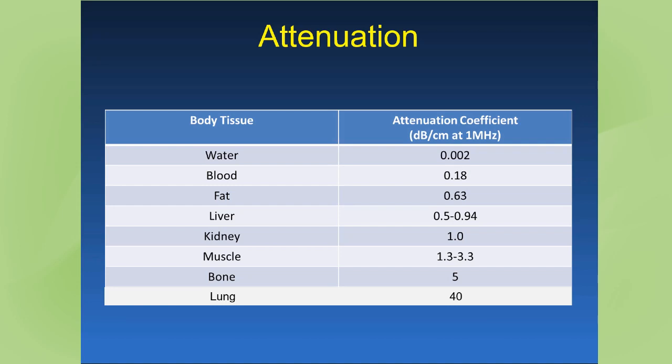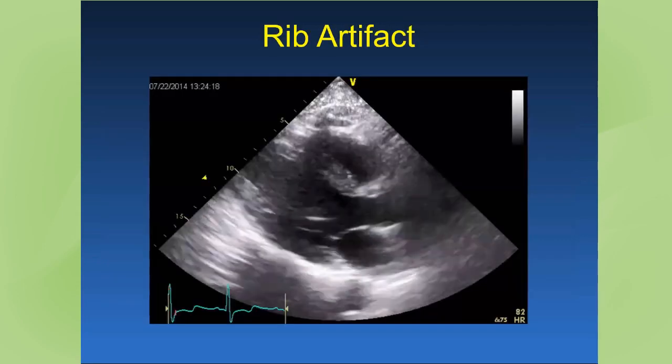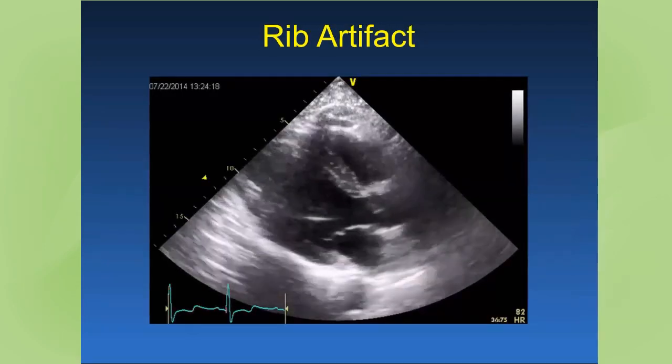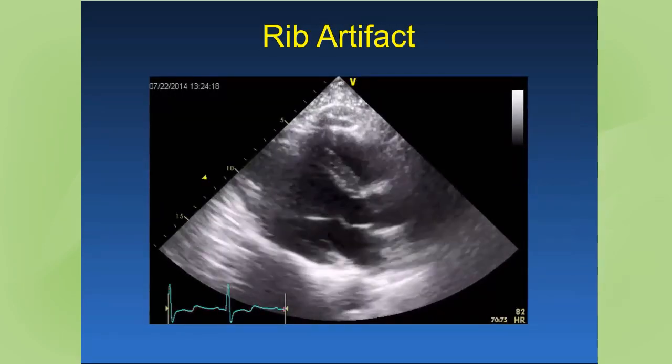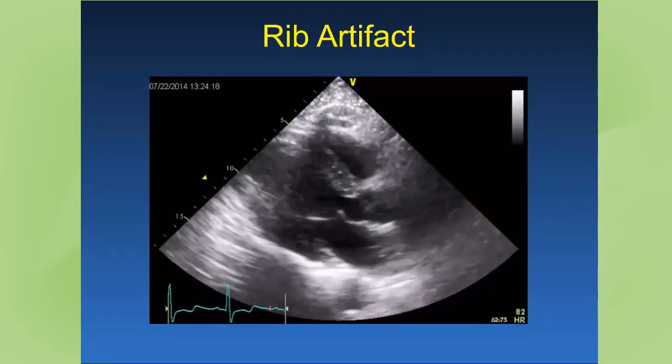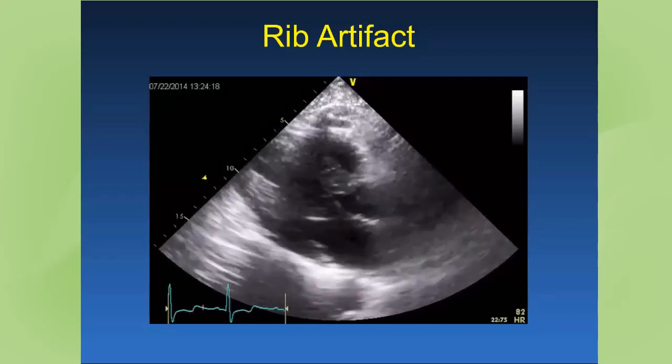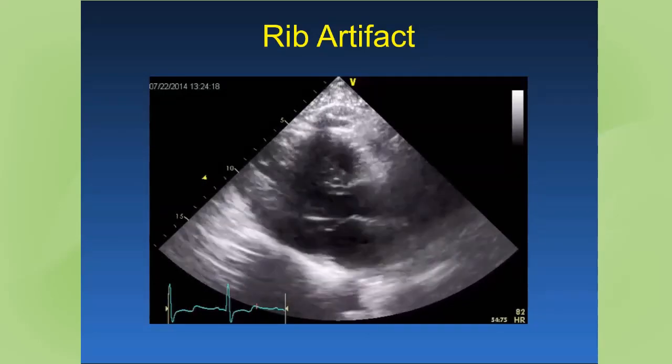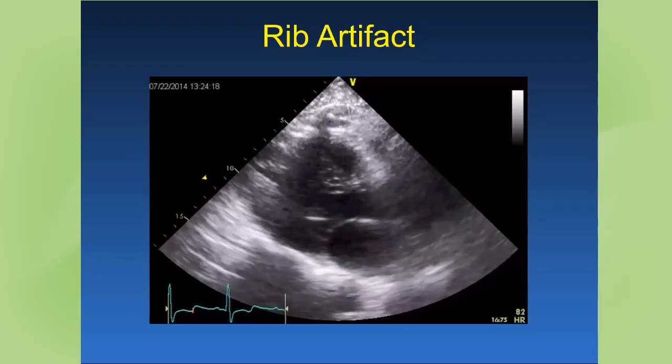Bone has quite a bit of attenuation. You have quite a bit of energy loss as it goes through the bone. And then lung at the bottom, you have a lot of attenuation, a lot of energy loss, and it's hard to image through lung. So here's a classic attenuation artifact, the rib artifact, and you can see this vector coming down from the rib, moving down, where a lot of the ultrasound is getting attenuated. You can see through it, though, still. Some of it is getting transmitted through the bone.